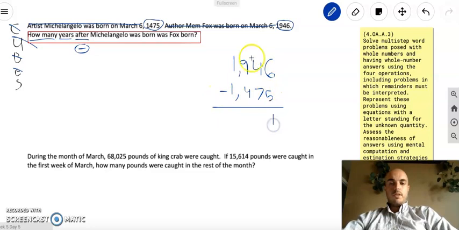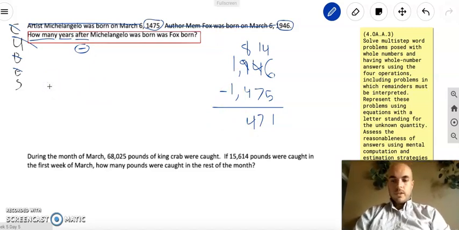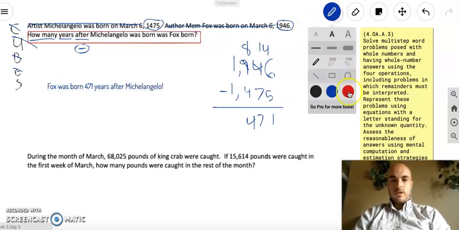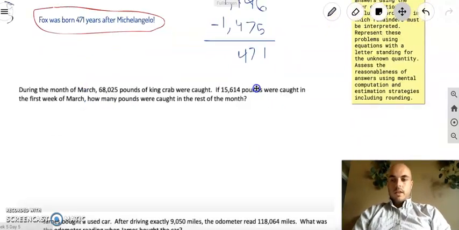6 minus 5 is 1. I can't do 4 minus 7, so I need to borrow. This is 8. This is now 14. 14 minus 7 is 7. 8 minus 4 is 4. 1 minus 0 is nothing. So 471. So how many years after Michelangelo was born was Fox born? Fox was born 471 years after Michelangelo. All right, let's circle the answer in red. Awesome. Okay. Let's go to the next.